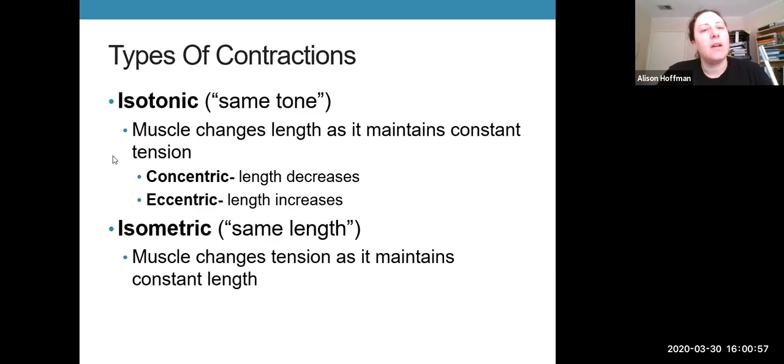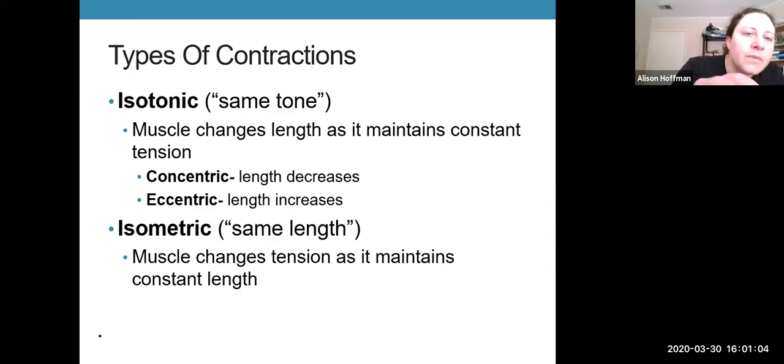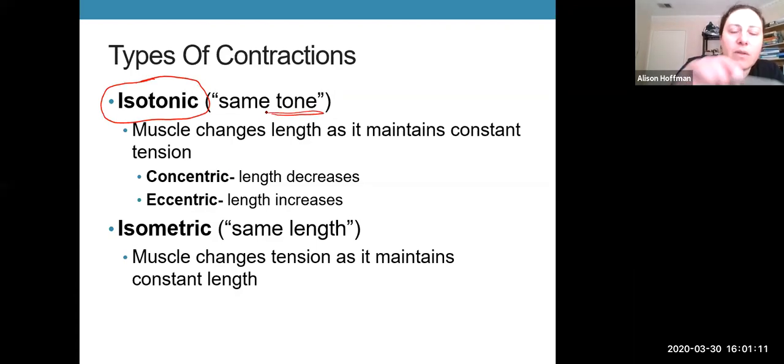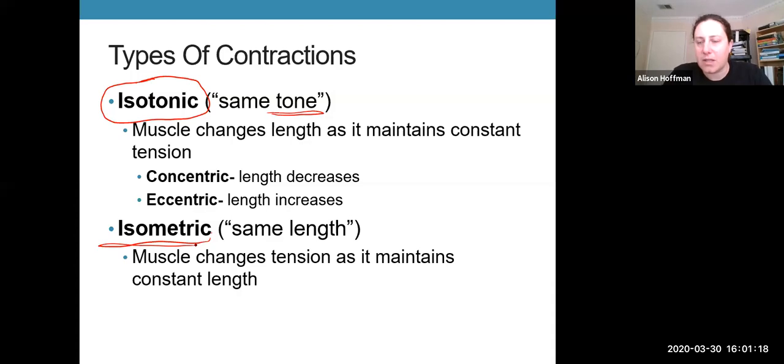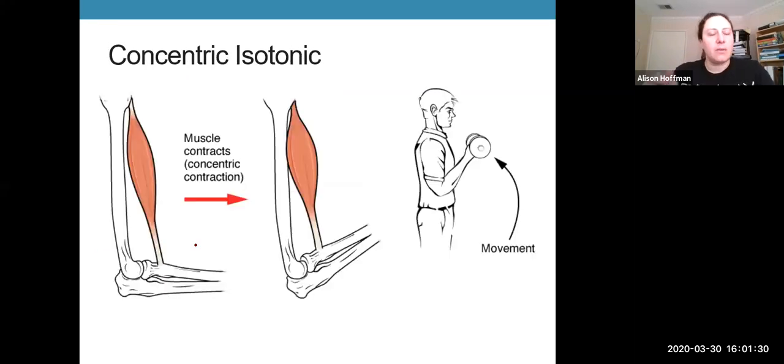Okay, so this is where we left off last time. We were talking about the different ways that muscles can contract and kind of the implications of that. So we have two basic contraction types: isotonic, where the tone of the muscle stays the same as the length changes, and then isometric, where the length of the muscle stays the same as the tension of the muscle changes. So we talked about this a bit already.